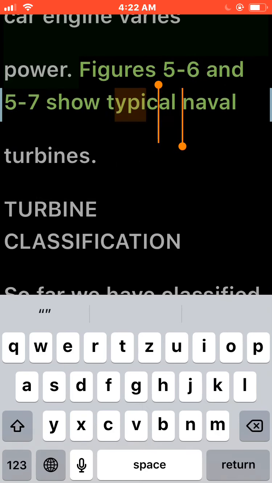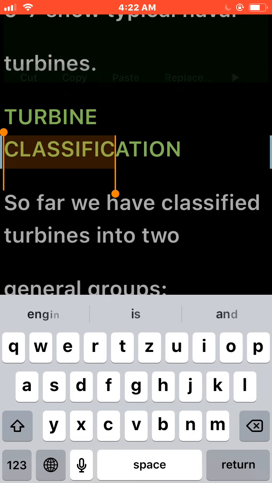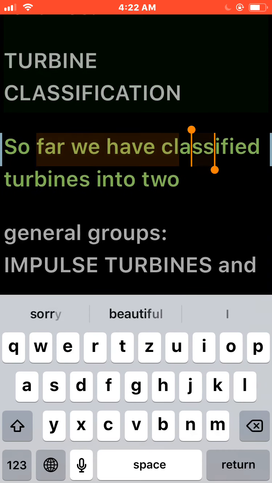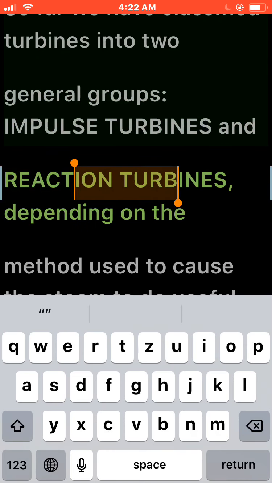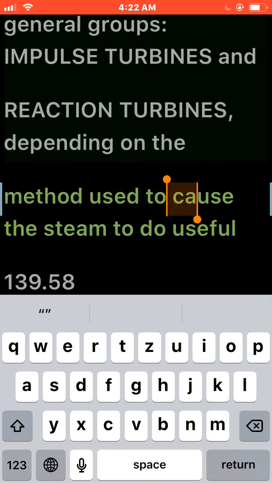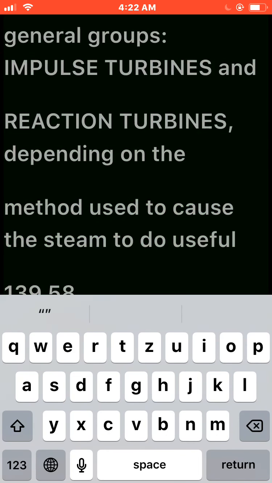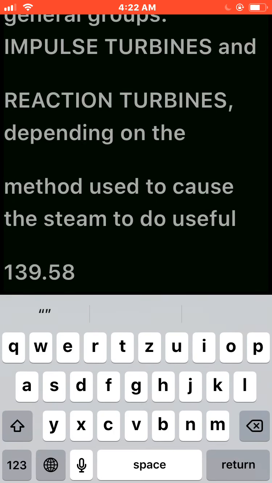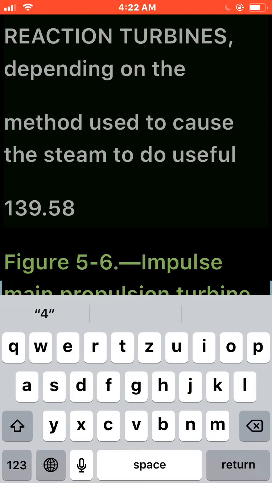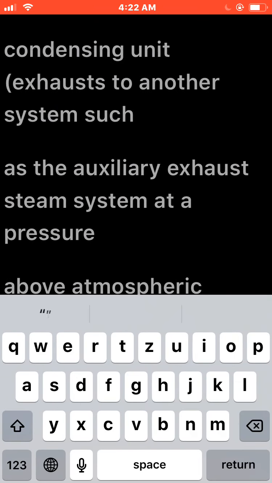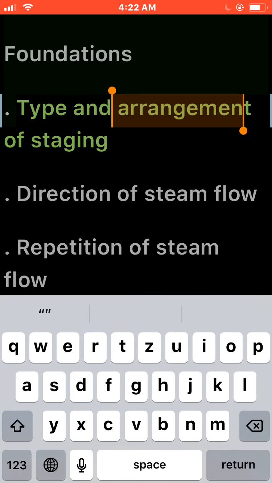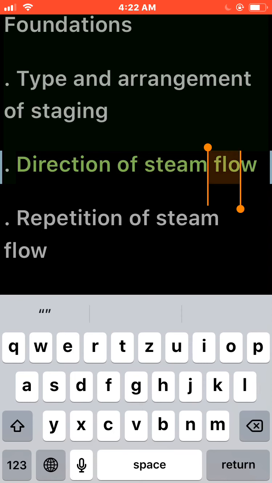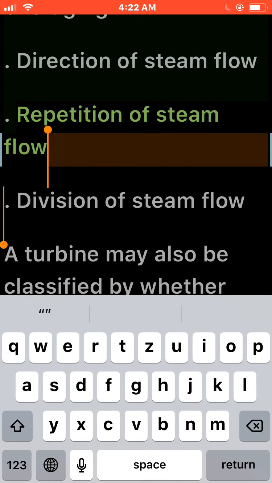Figures 5-6 and 5-7 show typical naval turbines. Turbine classification. So far we have classified turbines into two general groups: impulse turbines and reaction turbines, depending on the method used to cause the steam to do useful work. Turbines may be further classified according to the following: foundations, type and arrangement of staging, direction of steam flow, repetition of steam flow, division of steam flow.